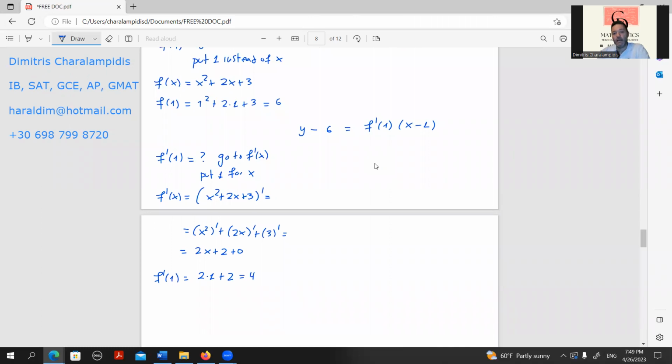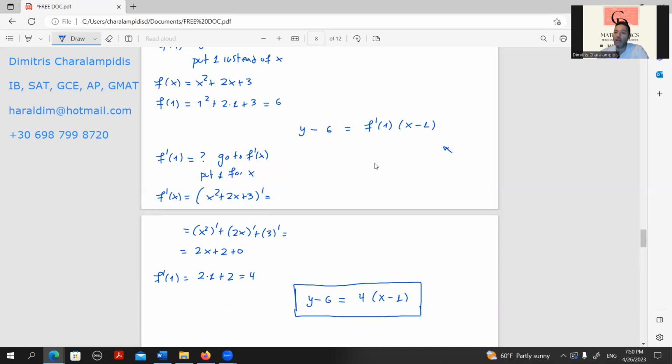Finally, I'm now ready to plug in the last piece. The expression I had before, y minus 6 equals f derivative of 1 times x minus 1, can now be rewritten into its final form. Instead of f derivative of 1, I'll substitute 4. So it should be 4 times x minus 1. This is exactly the equation of tangent I was looking for.